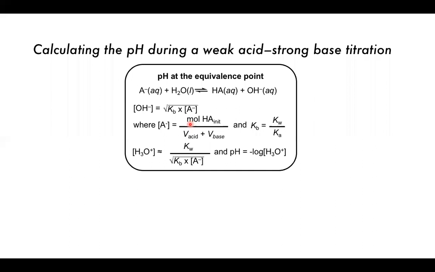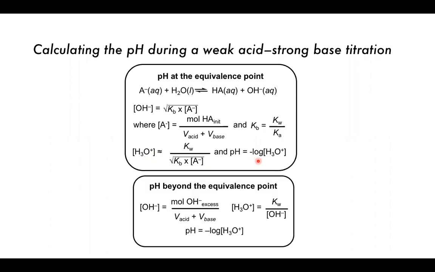So pH at the equivalence point is going to be determined by A minus plus water. This is the equation that we're going to use. This is the one which is going to raise the pH because of this additional OH minus produced. So OH minus concentration is equal to the square root of Kb times A minus concentration, where A minus concentration is equal to the moles of HA initial over the volumes of the acid and base added. And then Kb is equal to Kw over Ka. That's our Kw is equal to Ka times Kb relationship. Then the hydronium ion concentration is going to be approximately equal to this, because what we've done is we've changed Ka with the Ka expression we had on the previous page. And the pH then is going to be equal to the same thing, minus log of the hydronium ion concentration.